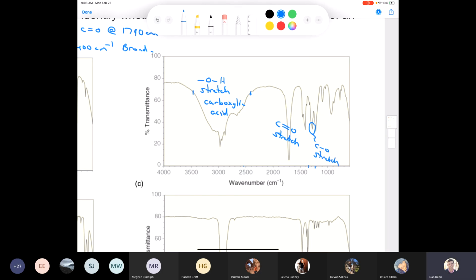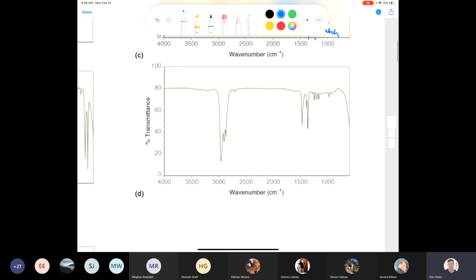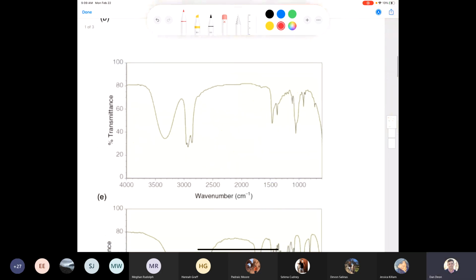Anyhow, let's answer the rest of them really quickly. What about D? Is that a carboxylic acid, alcohol, or neither? Yeah, thanks, Courtney. The answer is neither. If you go above 3,000, no oxygen-hydrogen stretch. Therefore, neither. Let's go to E.